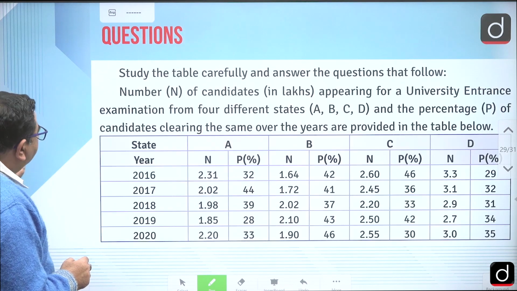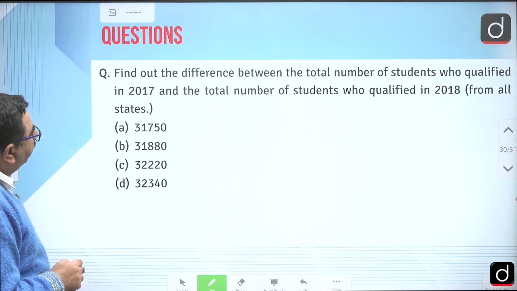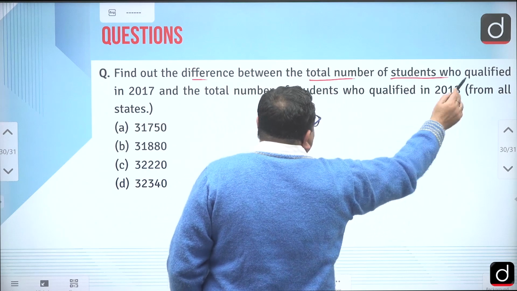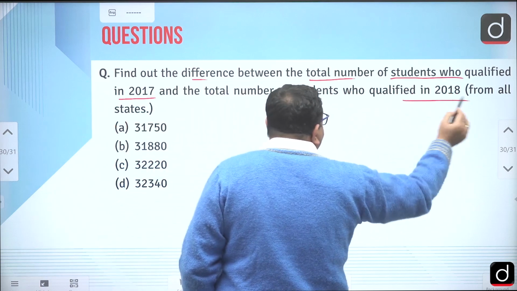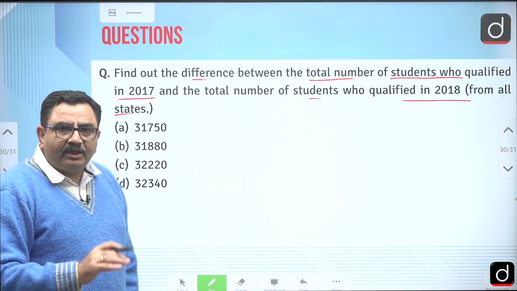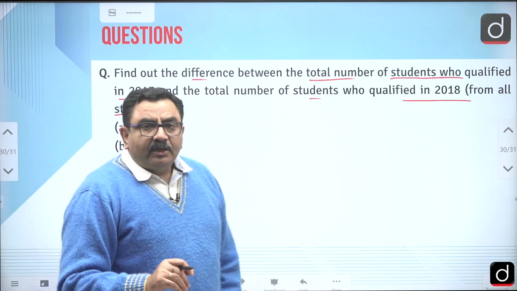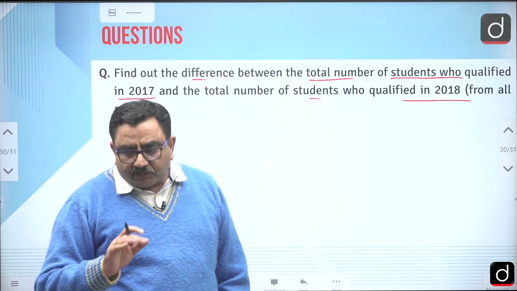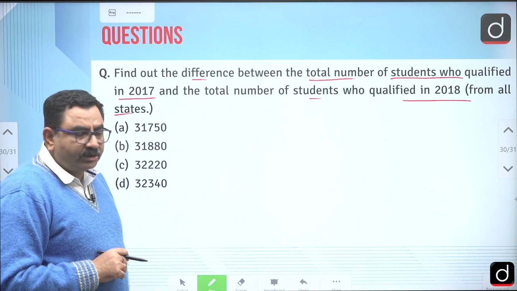Okay, now one more question on this particular set. Again the same set is there, and find out the difference between total number of students who qualified in 2017 and the total number of students who qualified in 2018 from all the states. Now this is again very much calculation intensive question, right? So during the examination, you can leave the question and first of all solve other questions, and if time permits in the last, then you should solve these kind of questions, right?